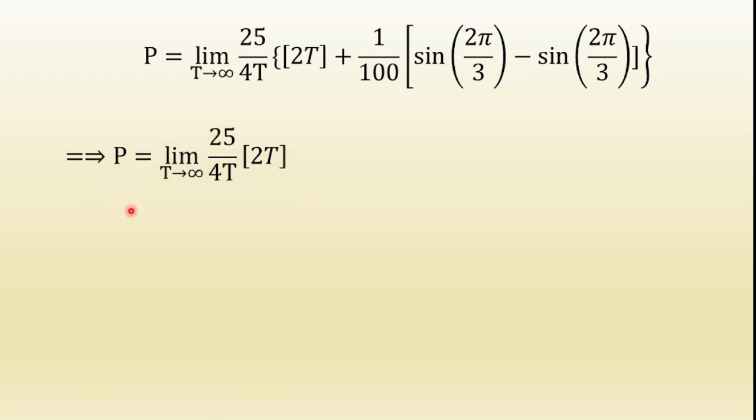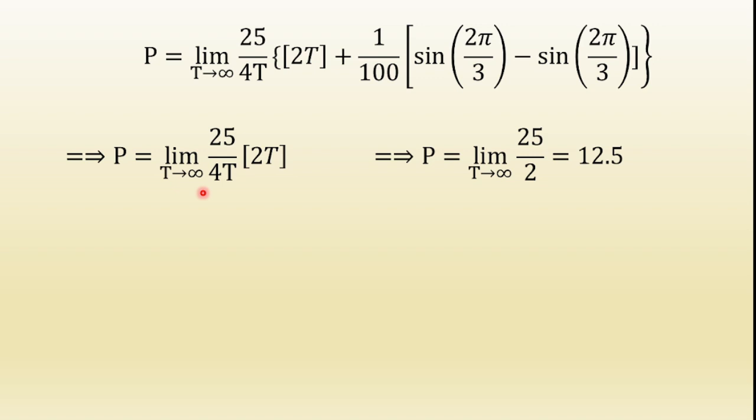So we get the power P is equal to limit T tends to infinity, 25 by 4T into 2T. So in numerator and denominator, capital T is cancelled. Limit T tends to infinity, 25 by 2. Now applying the limit value, 25 by 2 is 12.5. So this is the value of average power of the given signal.